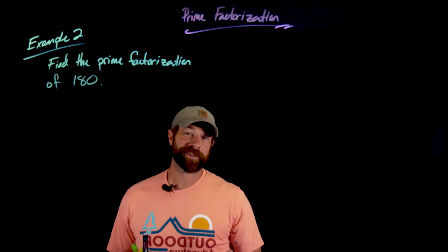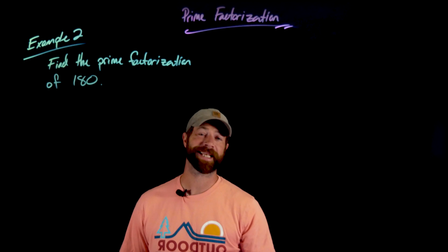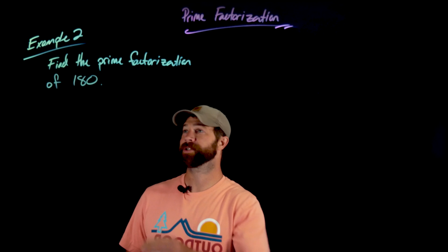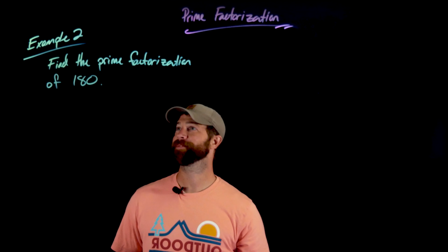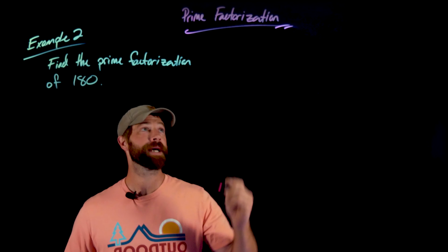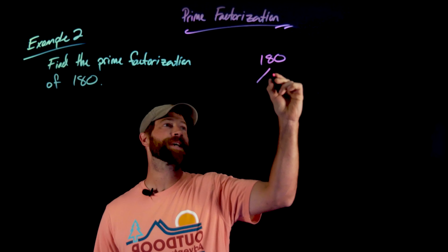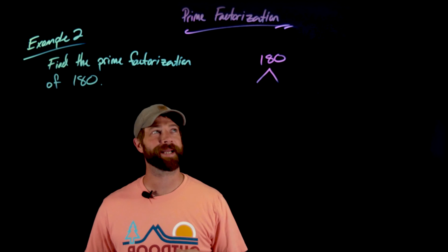And just for fun, let's do one more example. I'll attack this a little bit differently, but with the same structure of this factorization tree. So I'm trying to find the prime factorization of 180. We'll start with 180. And again, I always say that I would divide this by 2 out the gates.